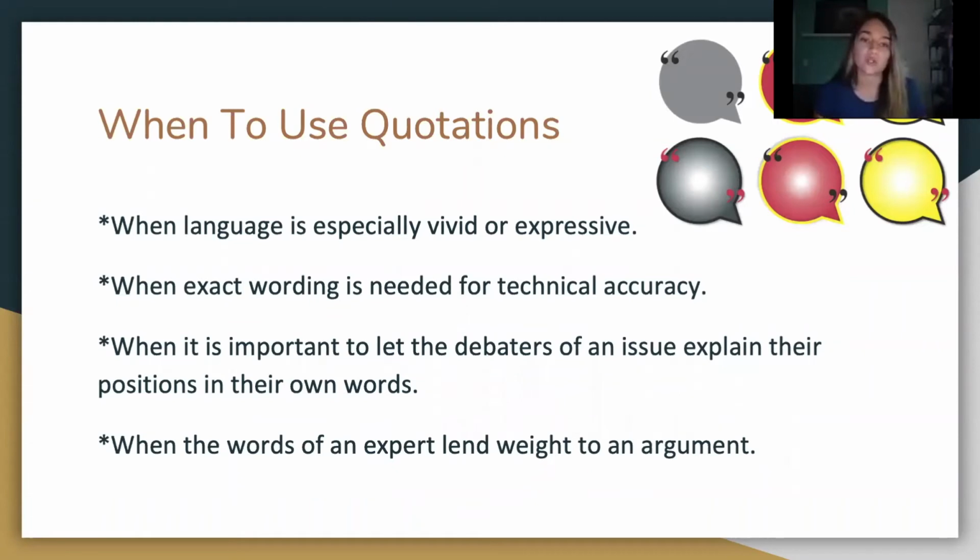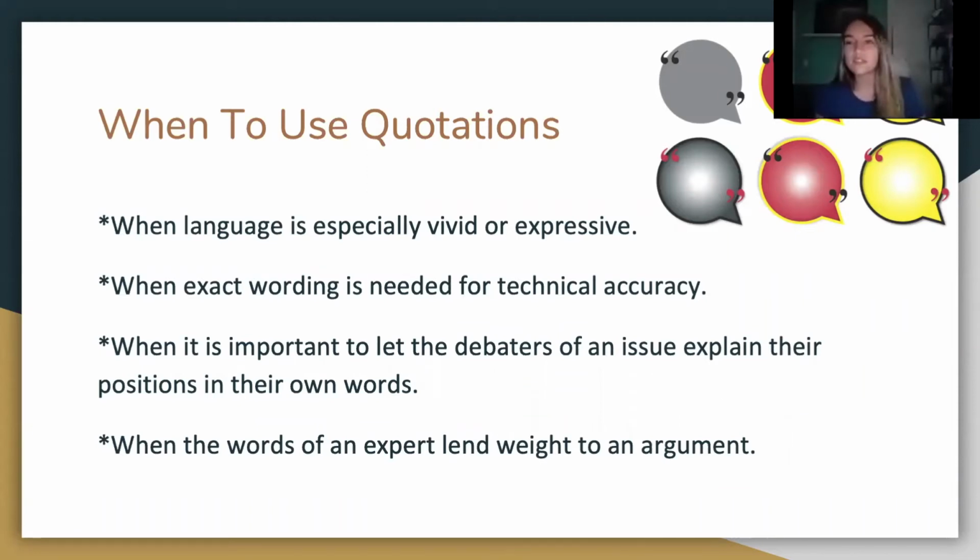Also, when exact wording is needed for technical accuracy, it is really important for teachers and professors alike to see these actual words completely embedded into your paper. The next point that I put down is when it is important to let the debaters of an issue explain their position in their own words.